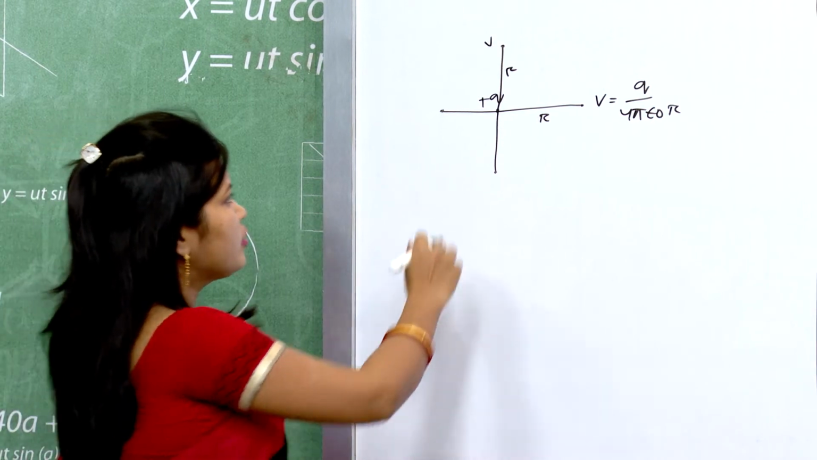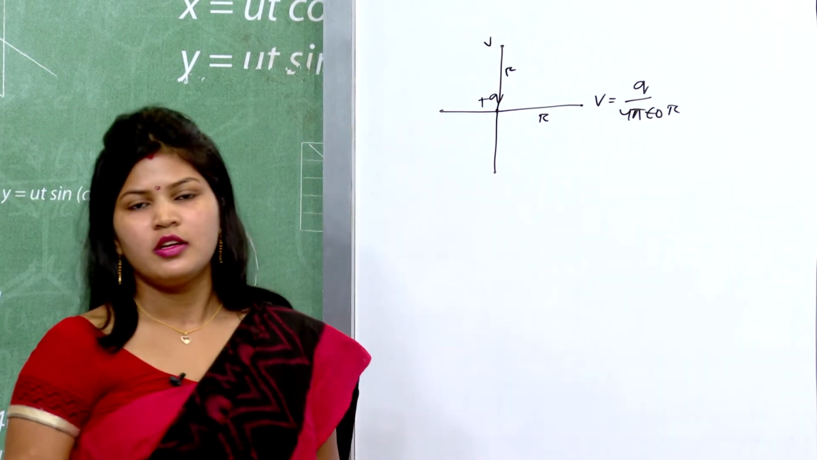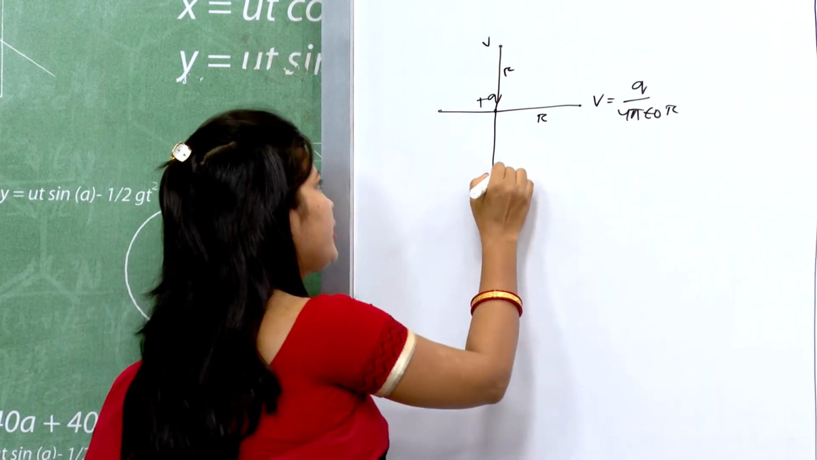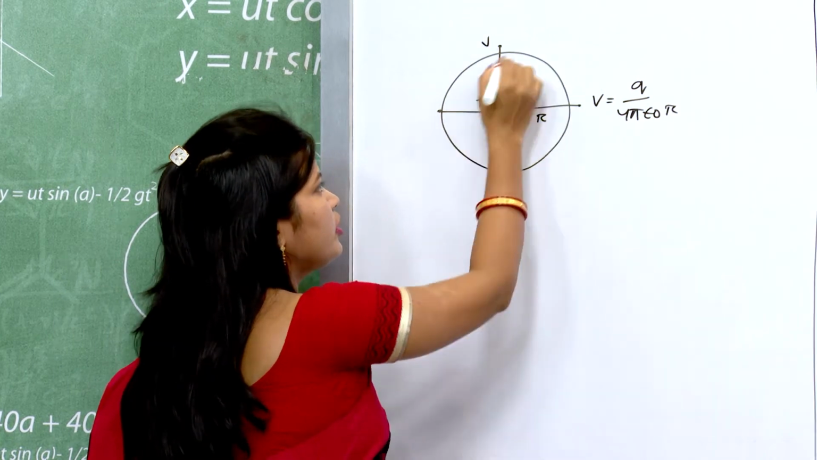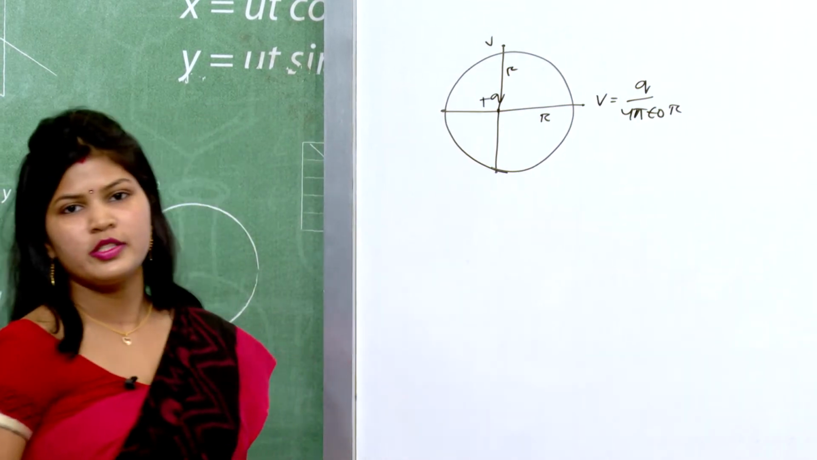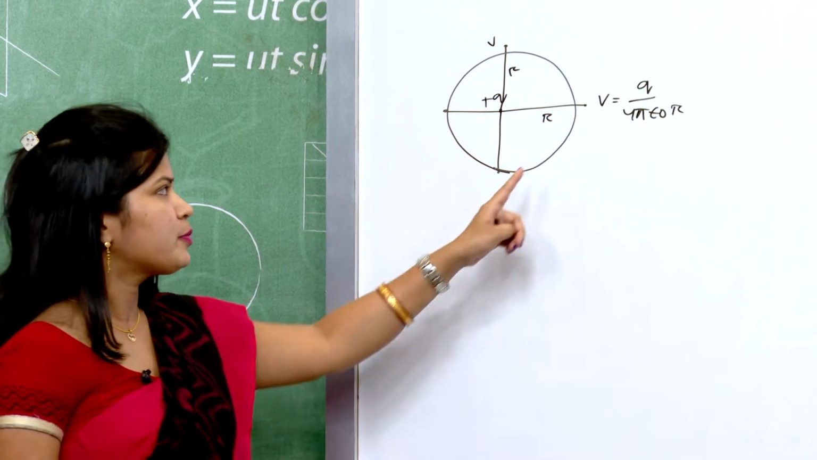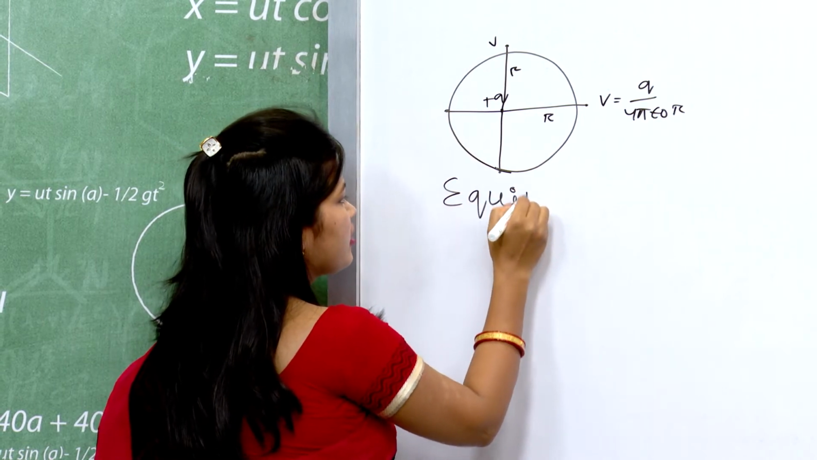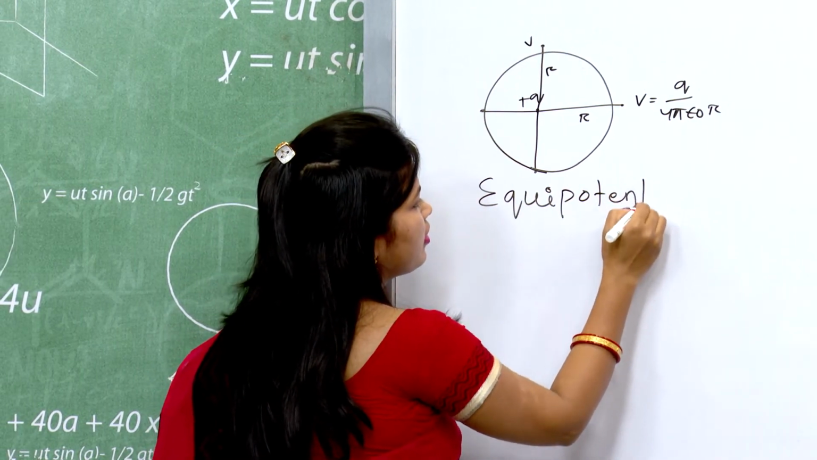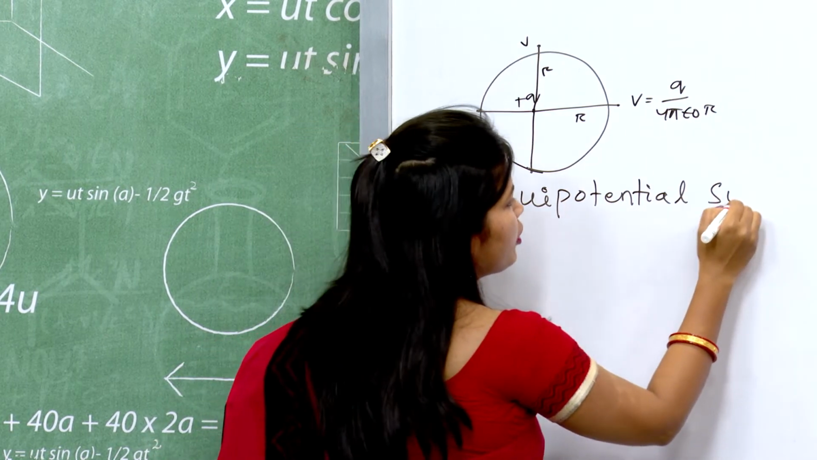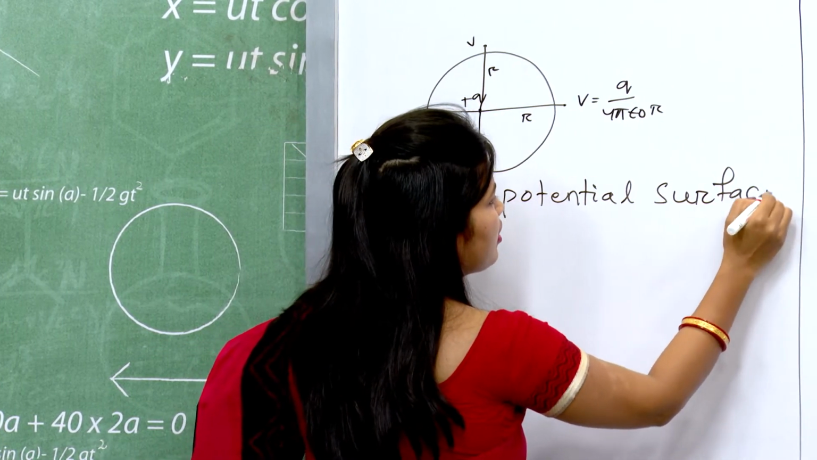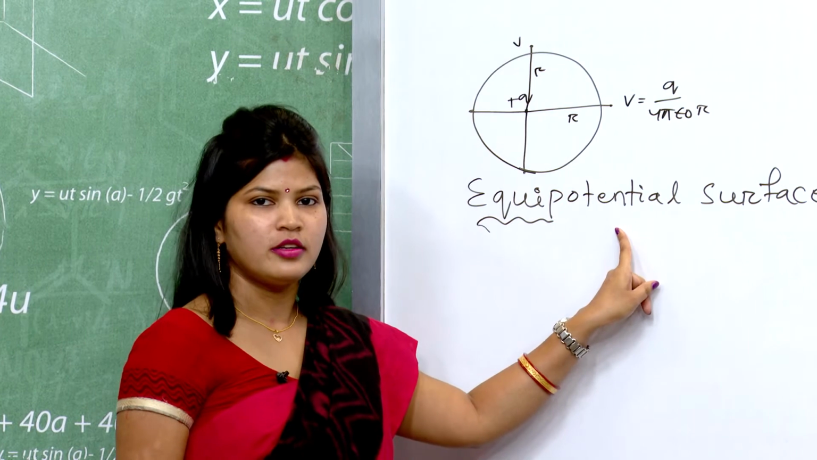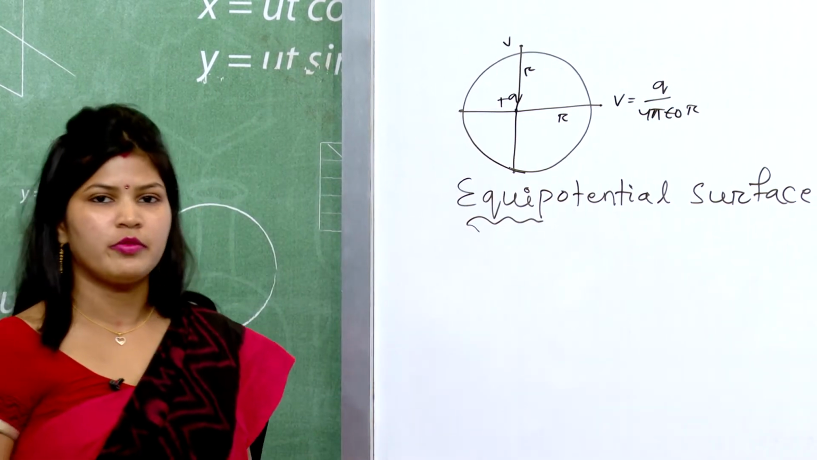So, what is the locus of all points? When I join up all the points, I will get a sphere at which every point potential is same, and this sphere is called equipotential surface. Equi means same, so same potential. So, let us define equipotential surface.